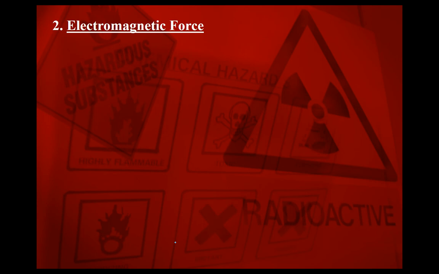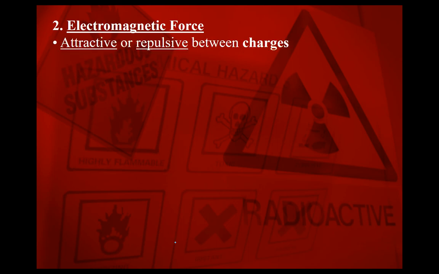Two, let's go to the electromagnetic force, our second fundamental force. Electromagnetic could be another word for your electrostatic force. We just call it electromagnetic because there is a connection, as you know, between electricity and magnetism. So what do we know about this force? One, it can either be attractive or repulsive. Like charges repel. If you have opposite charges, they attract.